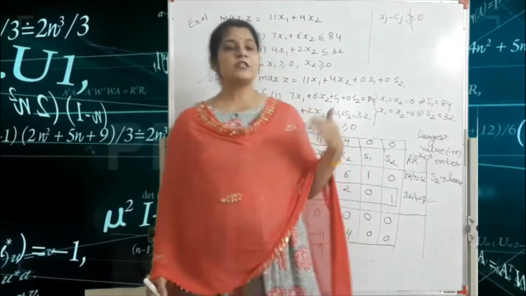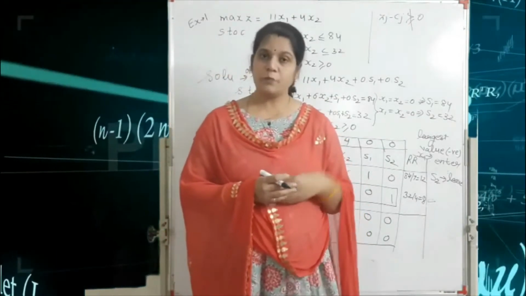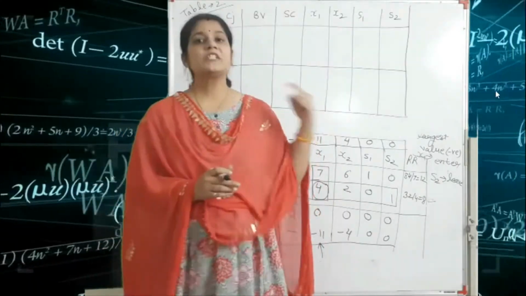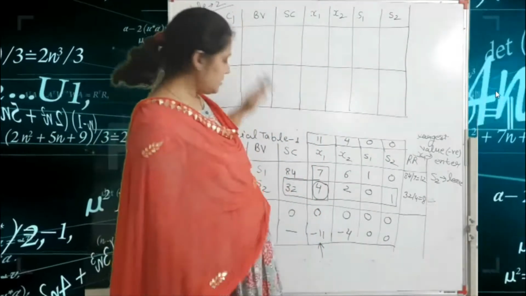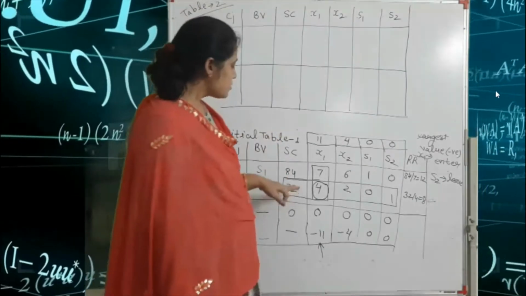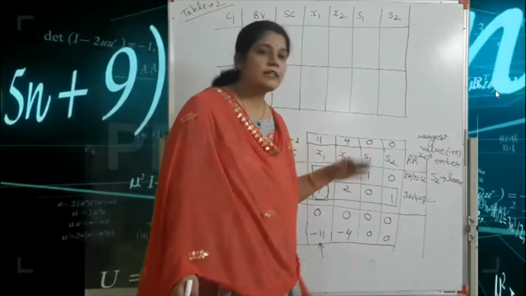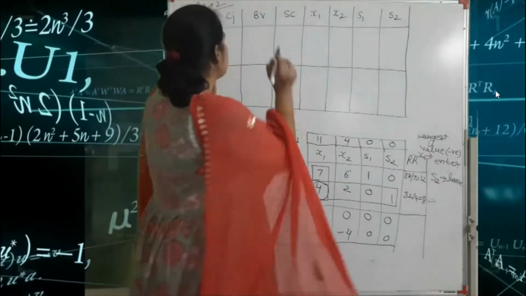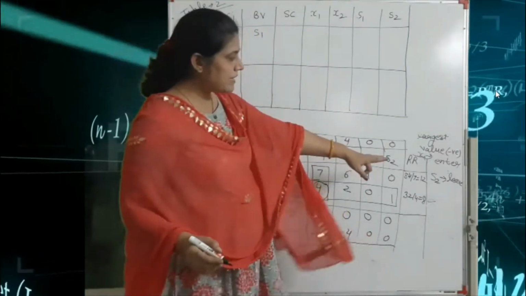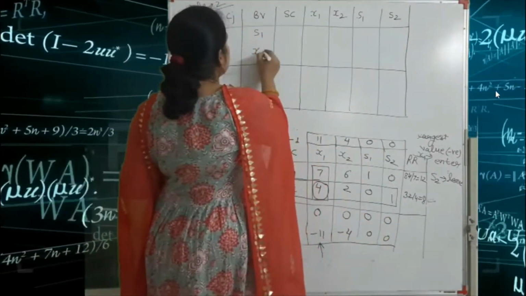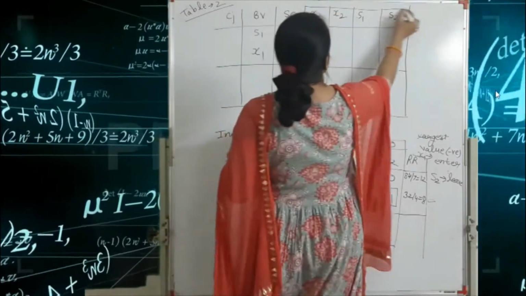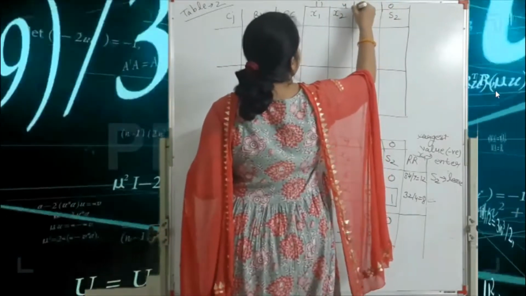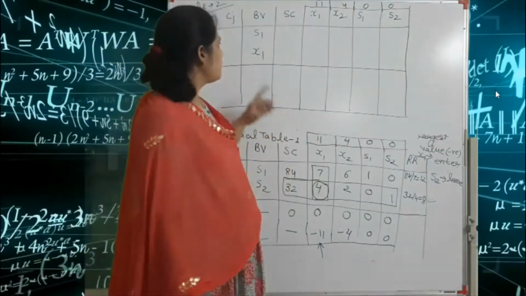Next we write table number 2, according to x1 entering and s2 leaving. We map this table 2 with the help of table 1. In table 1, we check that the x1 variable enters and the s2 variable leaves. So first you write s1 as it is, and in the place of s2 we write the x1 variable. And in the upper row we write 11, 4, 0, 0. So here S1 and X1.